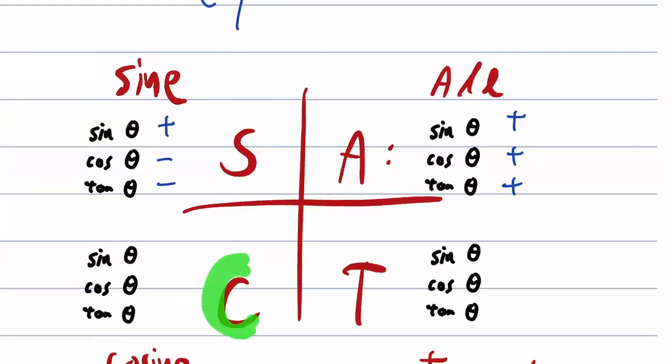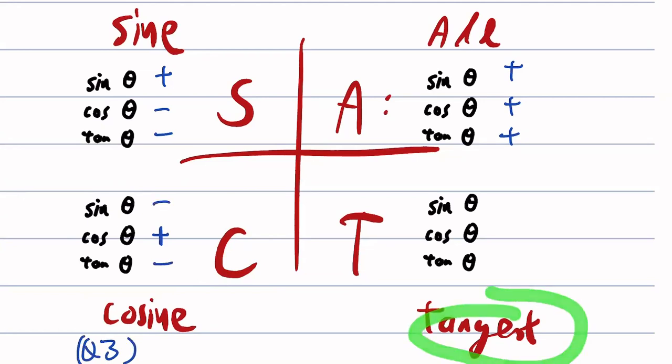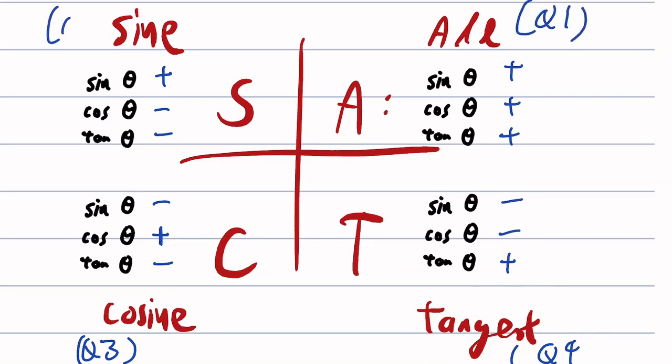When I say C here, it means cosine. It means cosine of an angle in quadrant 3 will be positive, the others will be negative. When I say T for tangent, it means that tangent will be positive for an angle in quadrant 4. This is quadrant 4. Then the others will be negative. This guy is quadrant 1, that guy is quadrant 2. Is that okay?